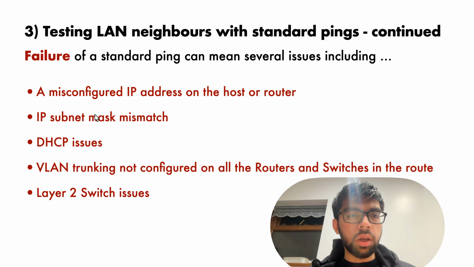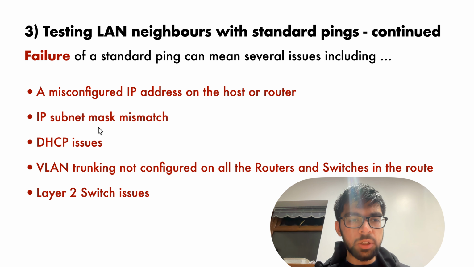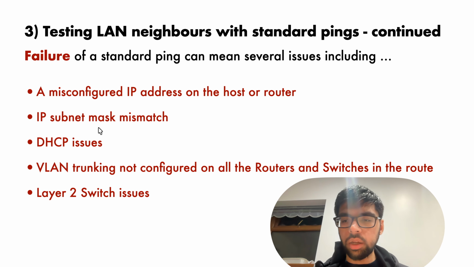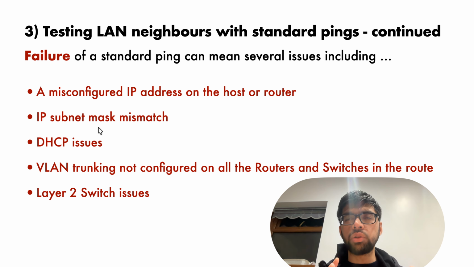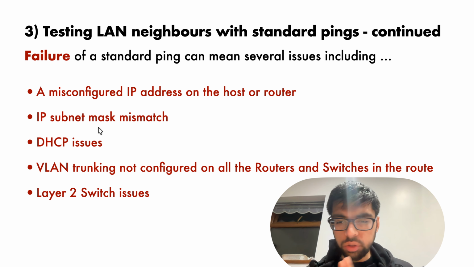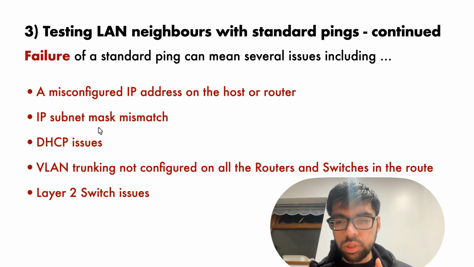That ping will fail. An IP subnet mask mismatch can also be a problem. If the subnet mask between the host and the router in the same LAN isn't configured the same, that's going to be a problem. DHCP issues, VLAN trunking not being configured on all the routers and switches in the route. For example, if you've got ISL trunking or 802.1Q trunking, which is what we use mostly nowadays, but if we have it configured just on the router but not the switch, then that's a problem there as well. That can stop the pings from happening. Layer 2 switch issues as well.